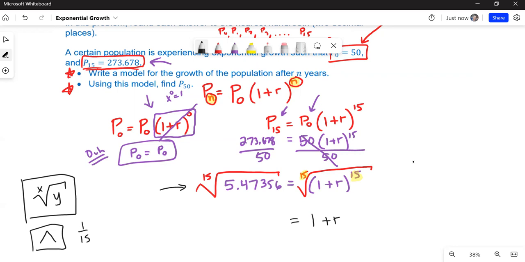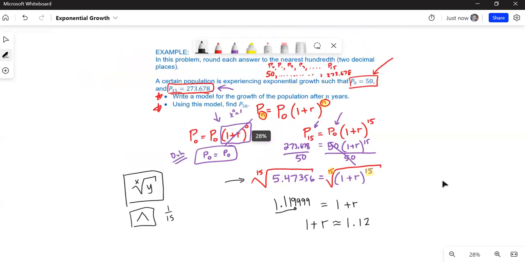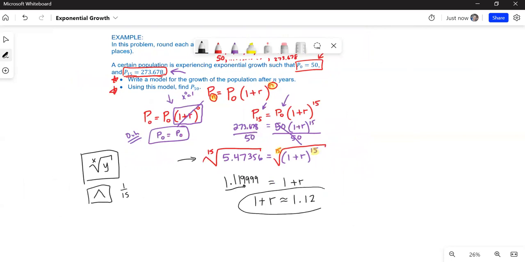Let's see. I'm getting 1.119999. Let's go ahead and round it off at this point to 2 decimal places. I'll just say that 1 plus R is about 1.12. There's a 9 back here, so we're going to round that up. Okay, so at this point, what we found is our growth multiplier. Almost done. So now we're ready to write our model.